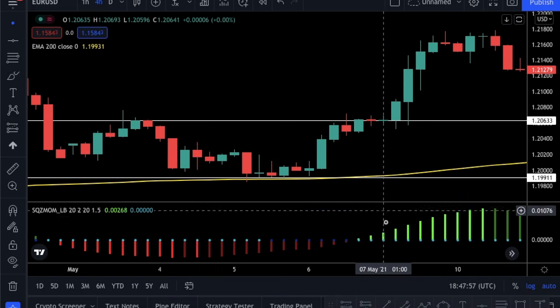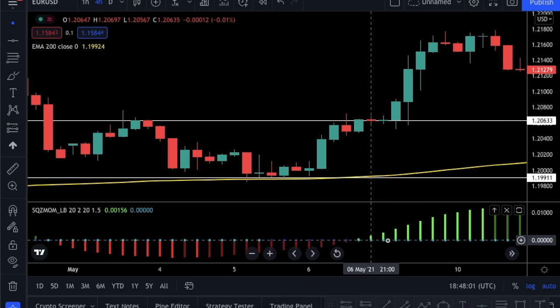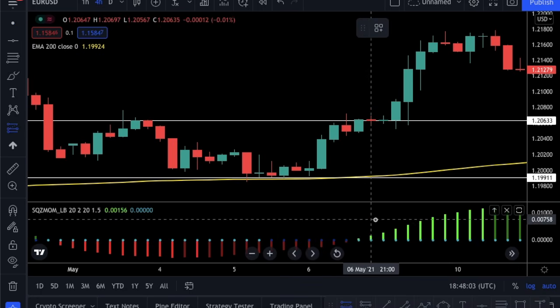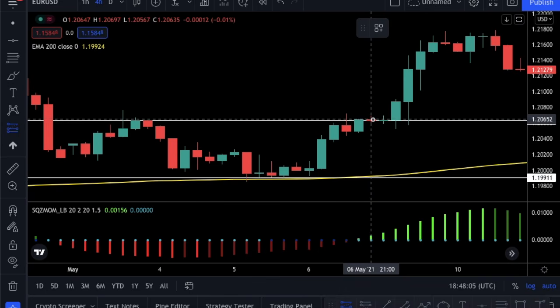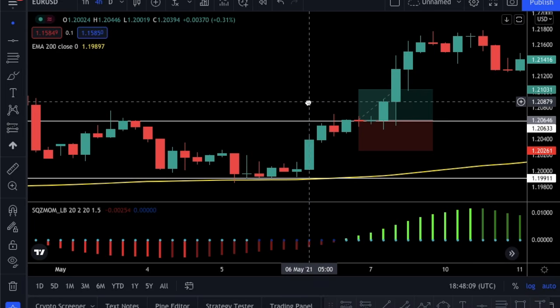We will open our entry as soon as we see a bright blue circle, which happens right here. Since the bars on the indicator are green, we will open a long position, because it indicates that a bullish breakout might happen soon. So we will enter our position at the opening of the next candle.